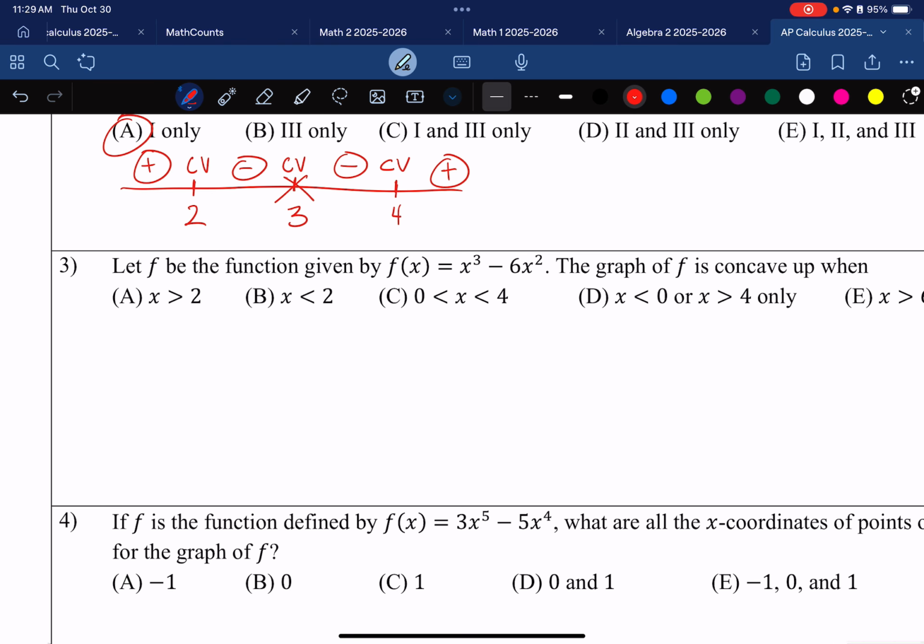In number 3, we are asked to find where we are concave up. The definition of f concave up is where f double prime is greater than 0. So we need to first find f double prime. I only have f, therefore I need to take the derivative not once, but twice.